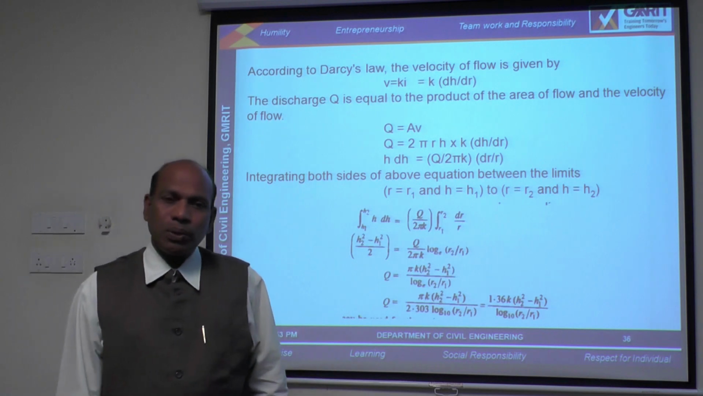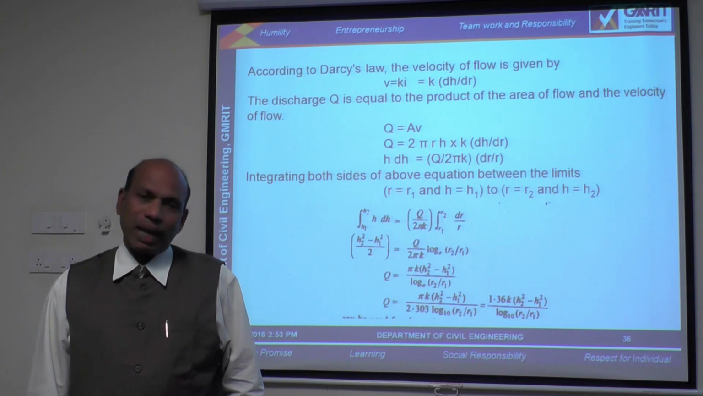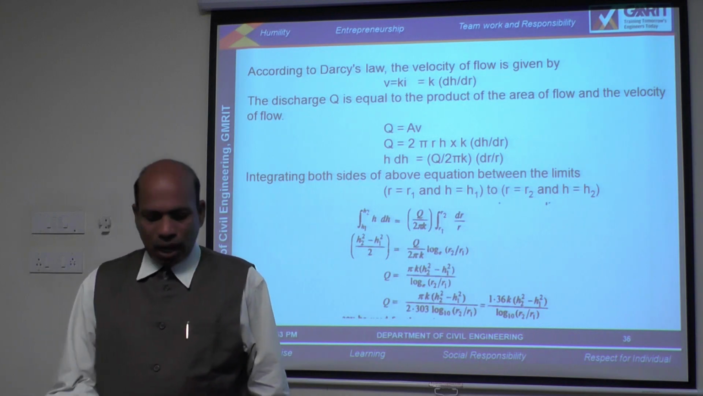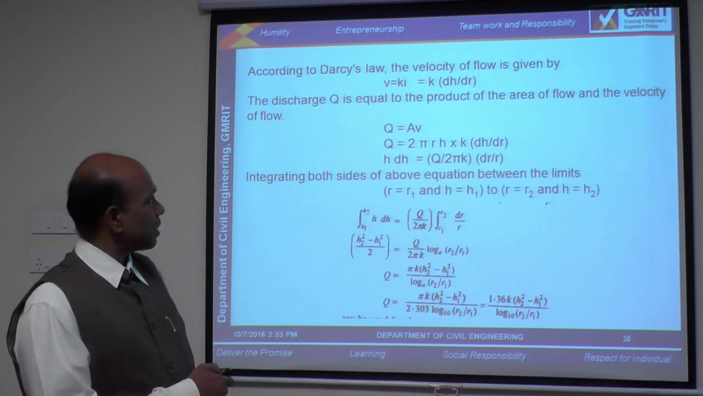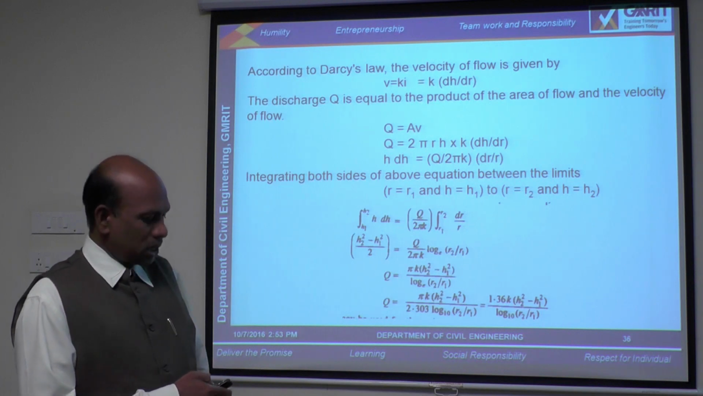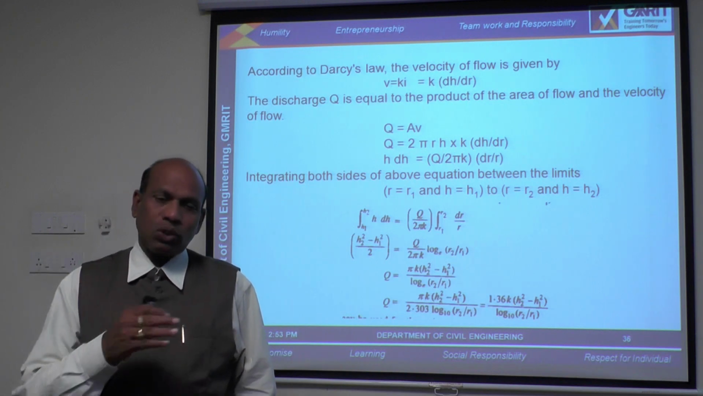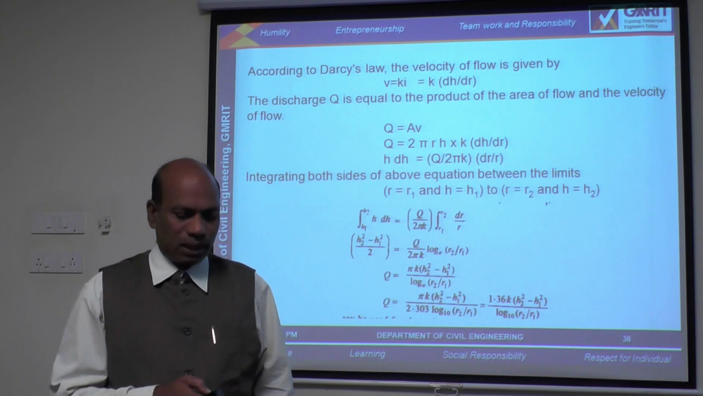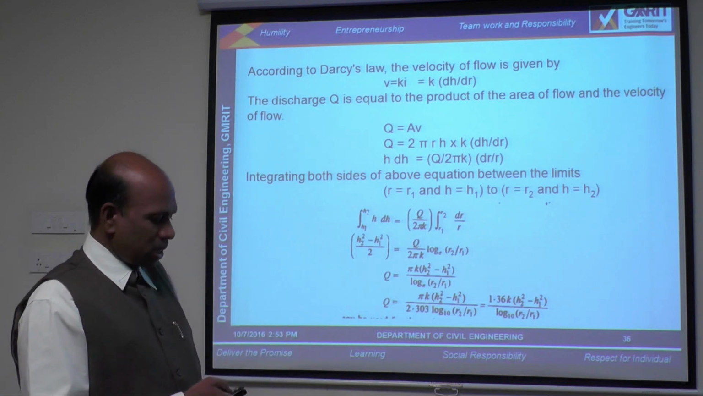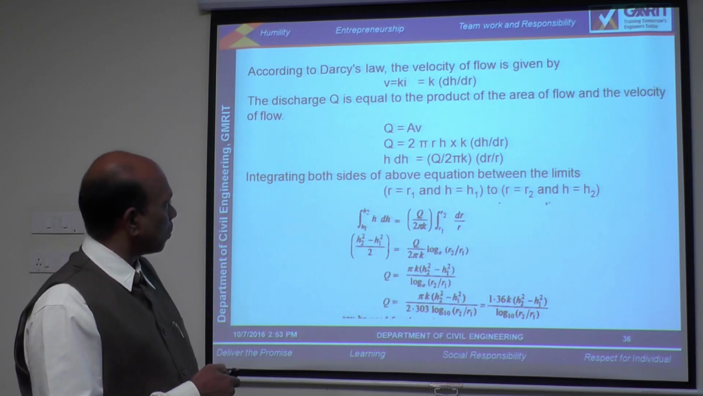So now we are going to estimate the discharge. Discharge is equal to velocity into cross-sectional area. Here we already know the velocity based on Darcy's equation, V is equal to Ki. A, as I already told you, is equal to 2 pi RH. That means the water enters the well through the sides of the well. Here the cross-sectional area is equal to 2 pi RH. Therefore Q is equal to 2 pi RH into the velocity, K into dH by dr.